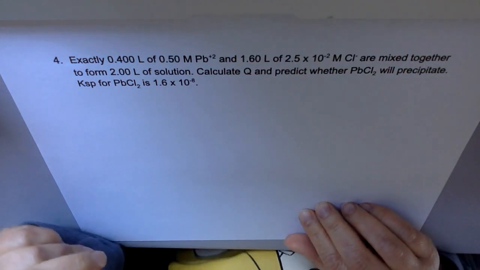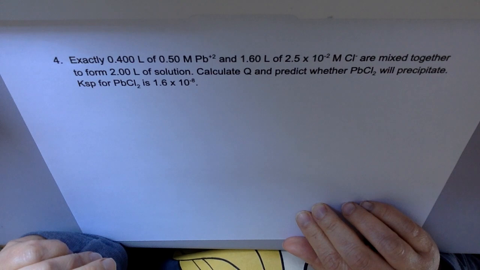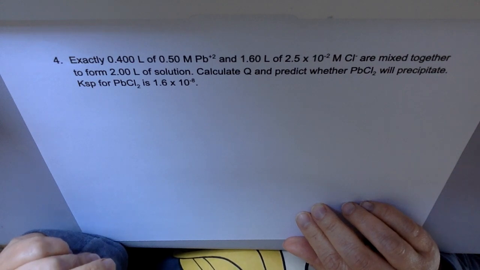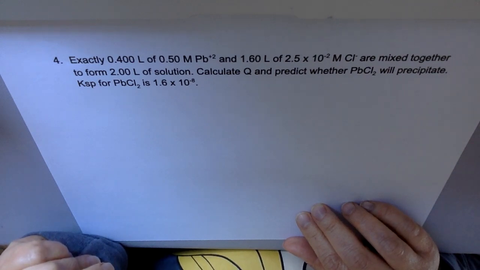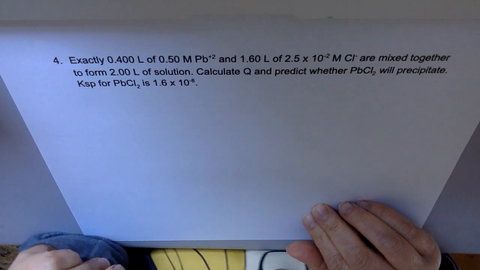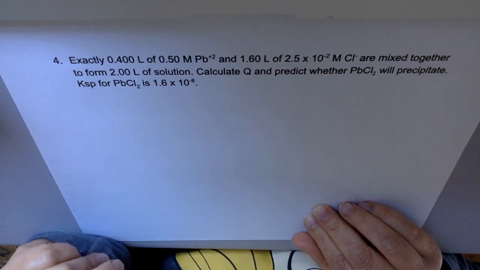Hi, AP Chemistry students. We're going to do another practice problem on how to determine whether or not a precipitate will form. And again, the key to this is figuring out the initial concentrations and calculating Q and comparing it to the Ksp.